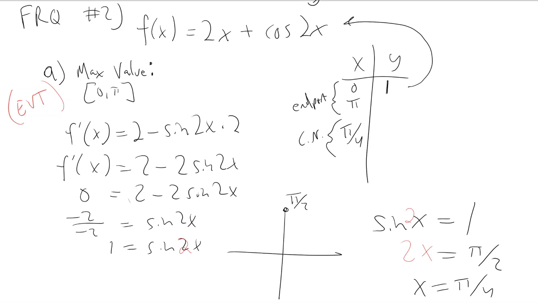Sometimes I try to do the arithmetic part quicker so we can focus on what's new. That's all. If we try to plug in pi, we get 2 times pi plus the cosine of 2 pi. And what is the cosine at 2 pi? Where's 2 pi on the unit circle? This is 1 pi. 2 pi is all the way around. So cosine is 1.